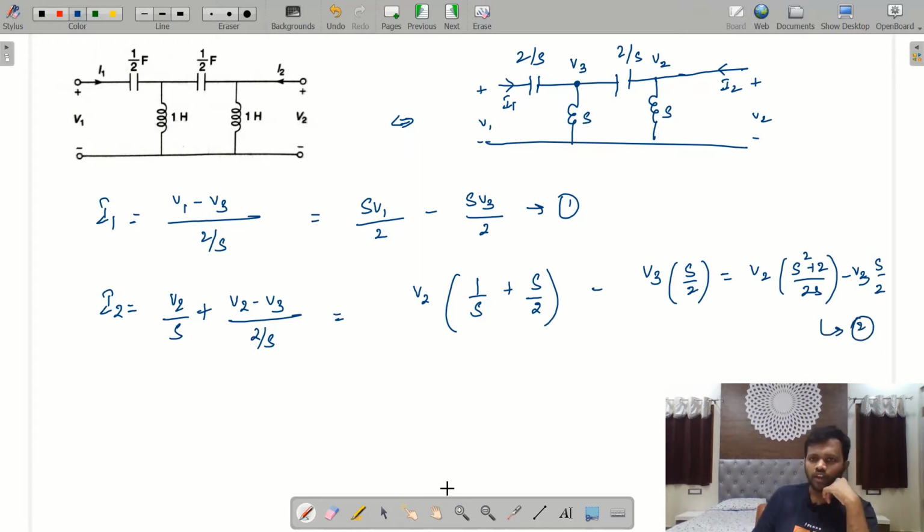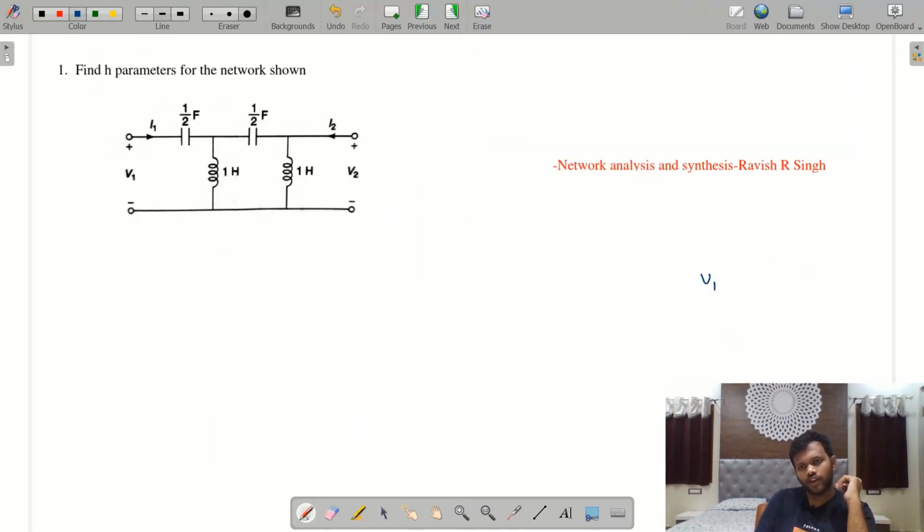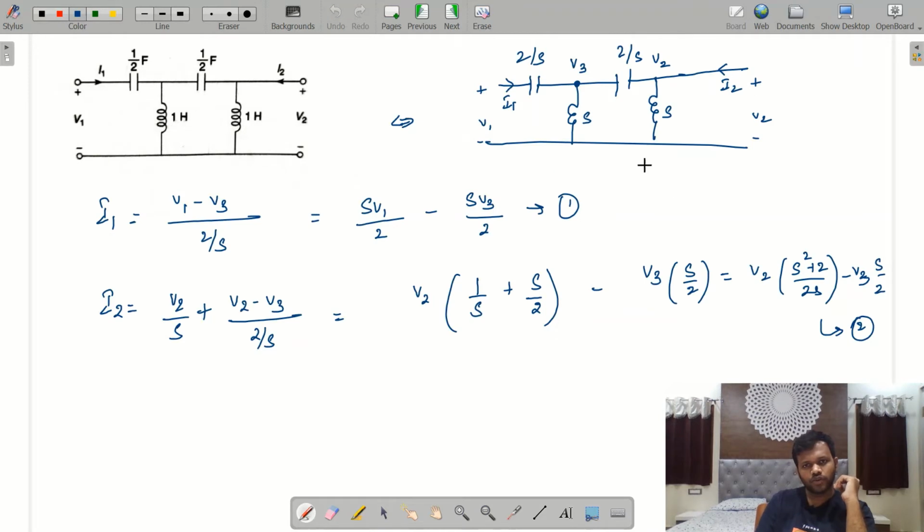Now if somehow we eliminate the V3 term, then we can find out the H parameters. In H parameters, you are going to write V1 and I2 as functions of I1 and V2. So in these two equations, the unwanted term is V3, so we need to eliminate the V3 term.